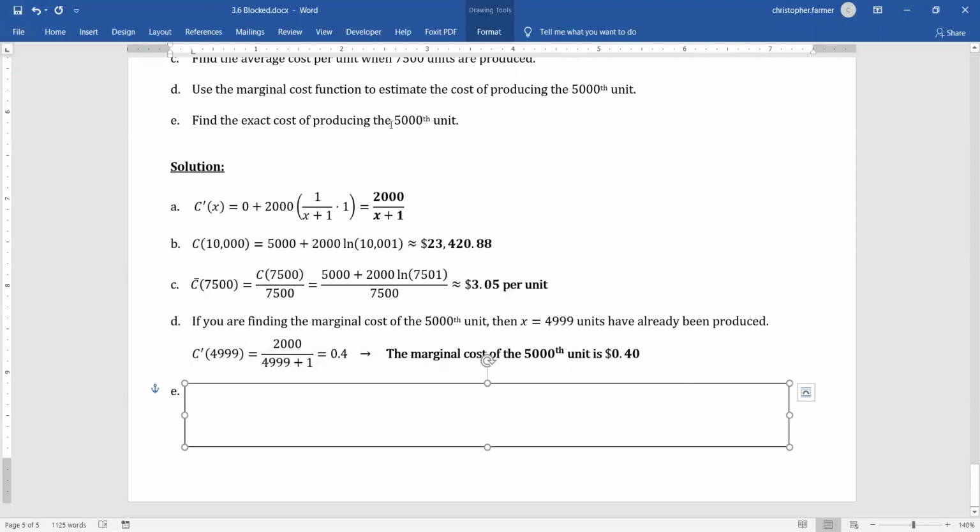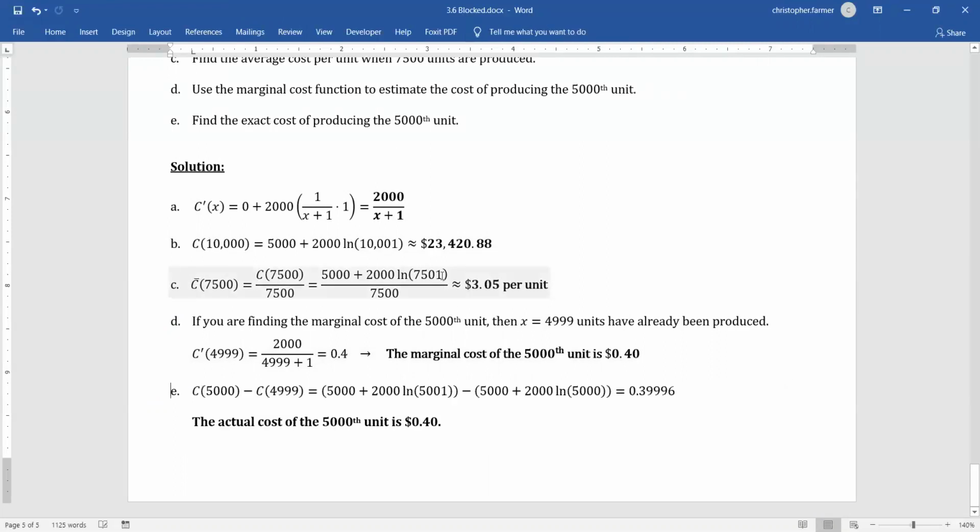If we're going to compare that using the exact cost to see how good of an estimate we have going on here, the exact cost we mentioned a long time ago now, I've been talking for a while, it's the cost of producing 5,000 units minus the cost of producing 4,999 units, which is going to give you the cost of the 5,000th unit. Okay, so we're just plugging that into our cost function twice and subtracting. This is again a calculator problem, and it breaks down in your calculator as 0.39996 and then some junk after that.